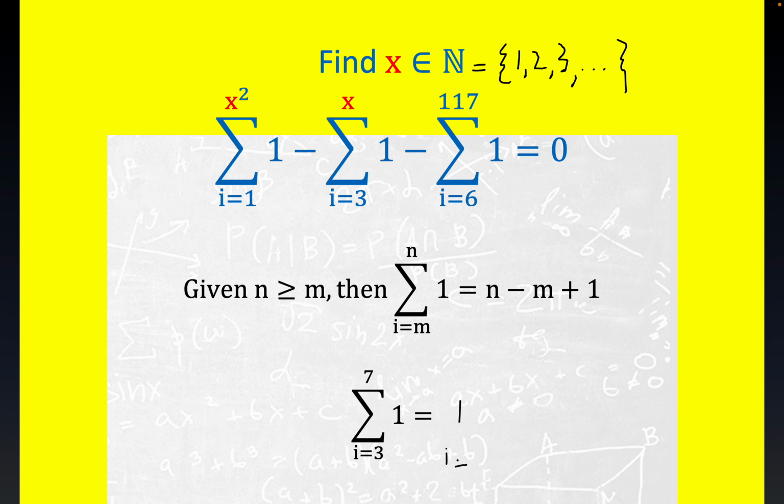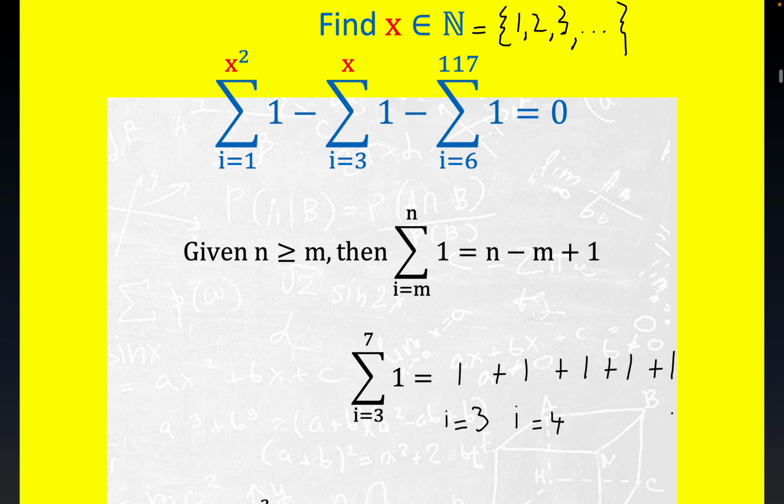Now, 1 has no dependency on the index of the summation. But 1 would correspond to I equals 3, and then plus 1, another plus 1 would correspond to I equals 4. All right, and we can just keep going. We have to go to 7, right? So we have plus 1 corresponds to 5, another plus 1 corresponds to 6, and another plus 1 corresponds to 7.